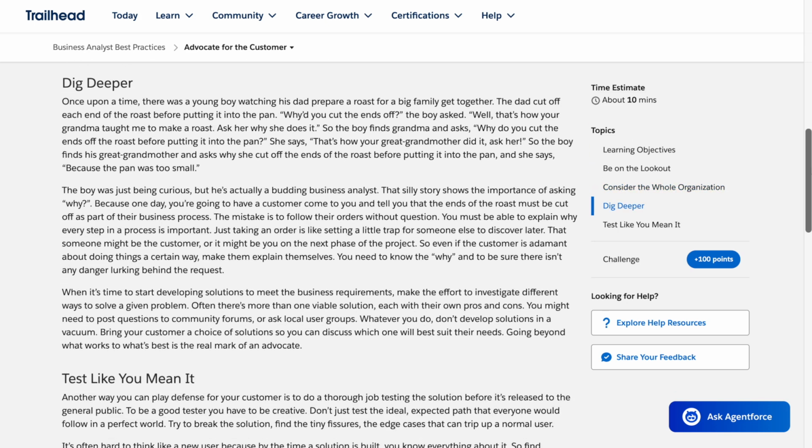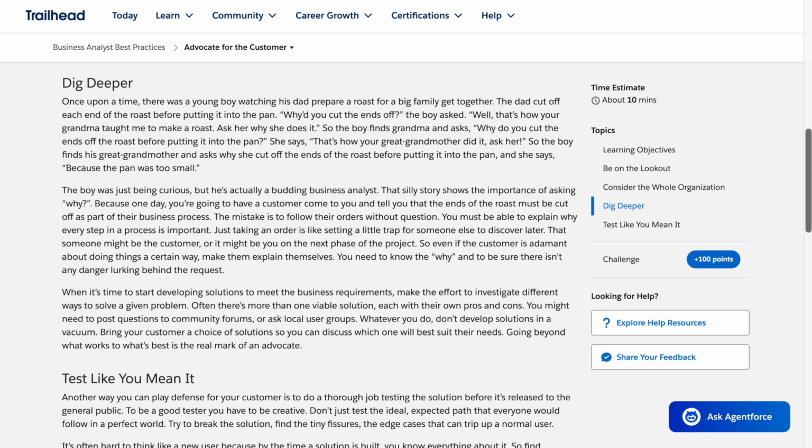Dig deeper. Once upon a time, there was a young boy watching his dad prepare a roast for a big family get-together. The dad cut off each end of the roast before putting it into the pan. "Why'd you cut the ends off?" the boy asked. "Well, that's how your grandma taught me to make a roast. Ask her why she does it."